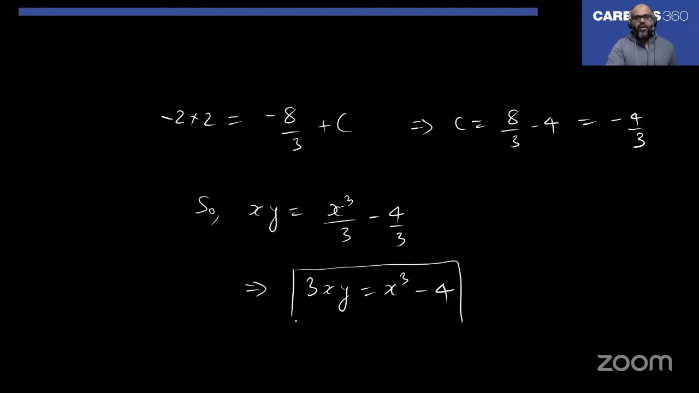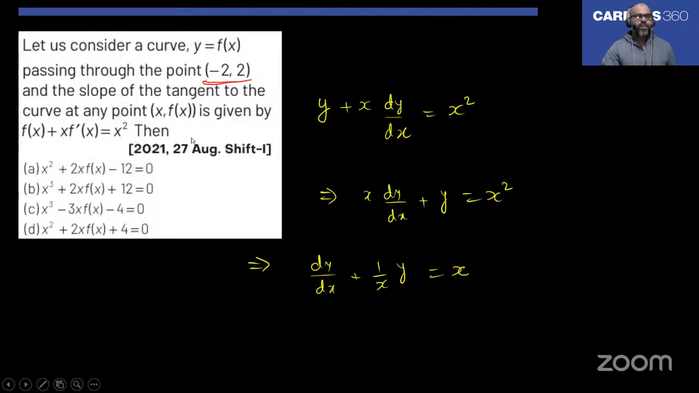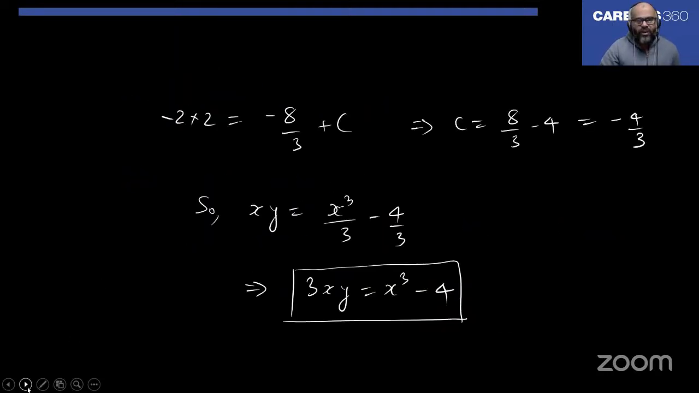So this is the solution of the differential equation. Now what they are asking, let us consider, and the slope was given then. Okay, so they are asking what is the solution. What we are getting here is x cubed minus 3xy minus 4.